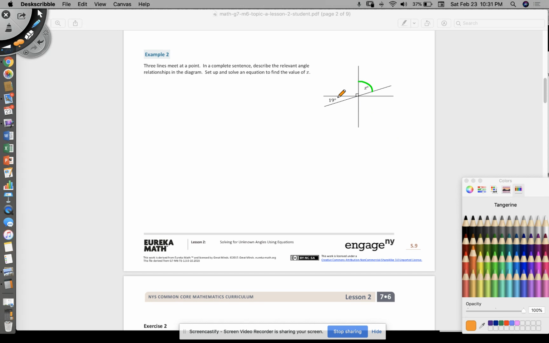And I can tell right here that I have a 19, but look, I also have another degree. They just didn't write it. Whenever you see that little box, that means we have an angle measure. And this angle measure here is 90 degrees. So I can put all 3 of these together and equal 180. Okay, let's try that. So 19 plus 90 plus Z gives me 180 degrees.